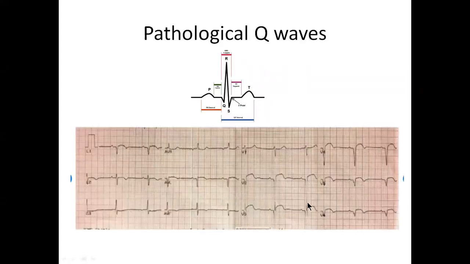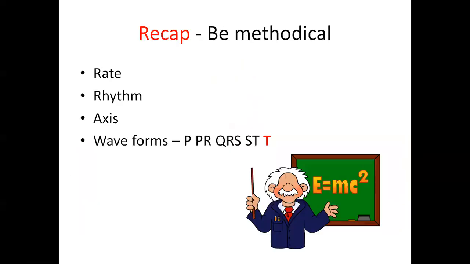Here is an example of that. See, there's a huge Q. Do you see that? That tells us that the patient has had a MI. It does not tell us when the patient had the MI. It might have been a few days or even a few years. But significant large Q waves like this usually indicate an old MI.